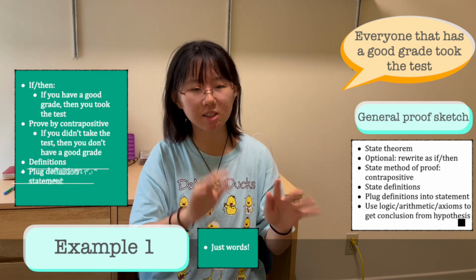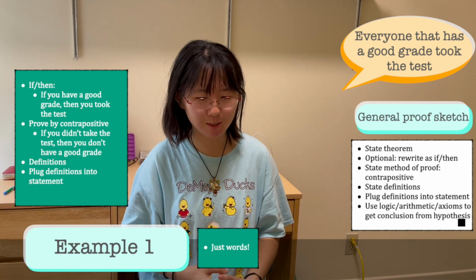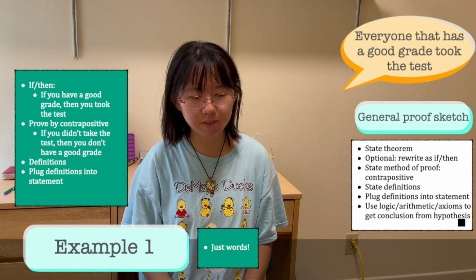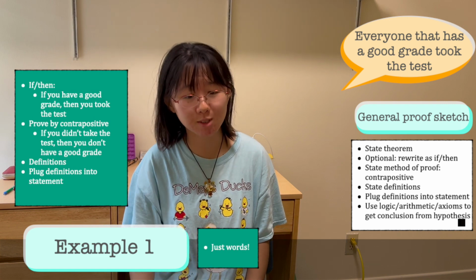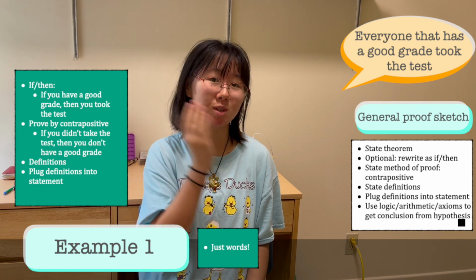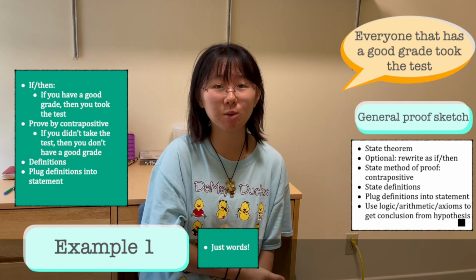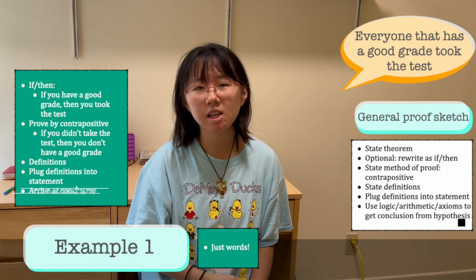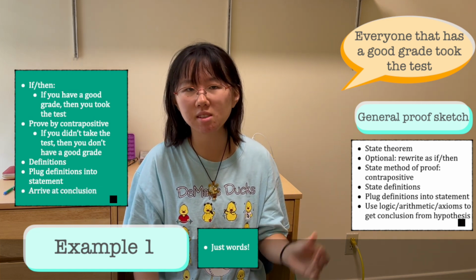So let's plug all our definitions into our statement. You didn't take the test is equivalent to you didn't submit responses for test questions, which means you didn't have responses, which means you got a 0, which is a bad grade, which is not a good grade. So as you can see, we just used a bunch of logic to get to our conclusion by only assuming that our hypothesis was true.